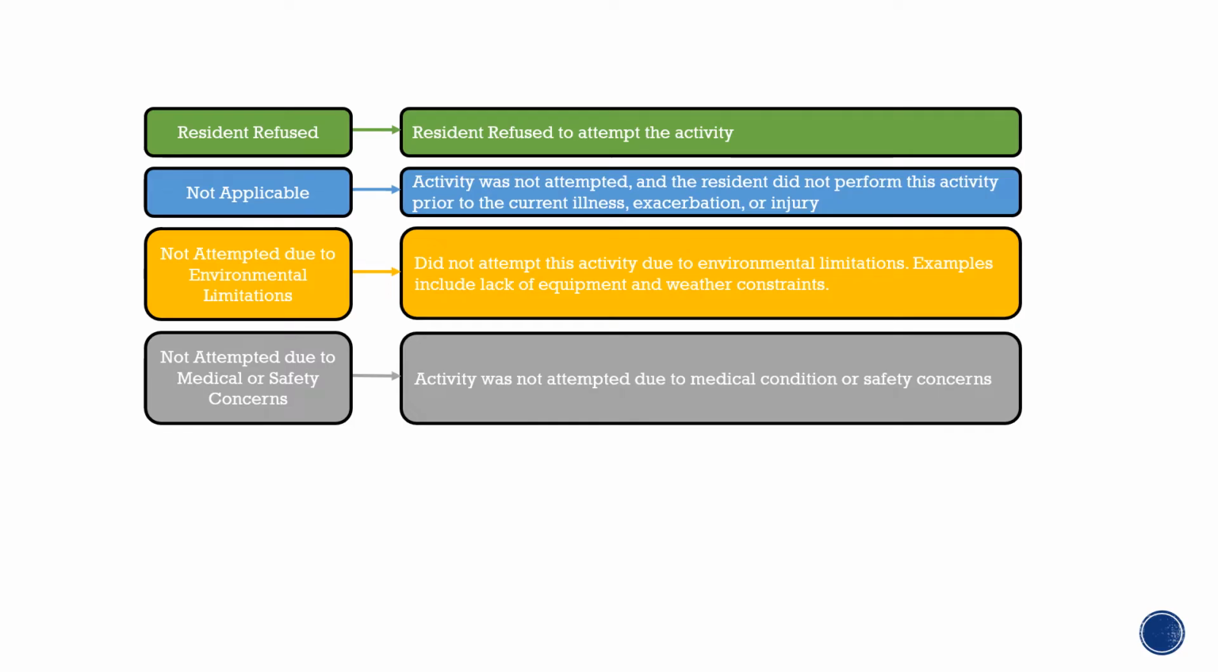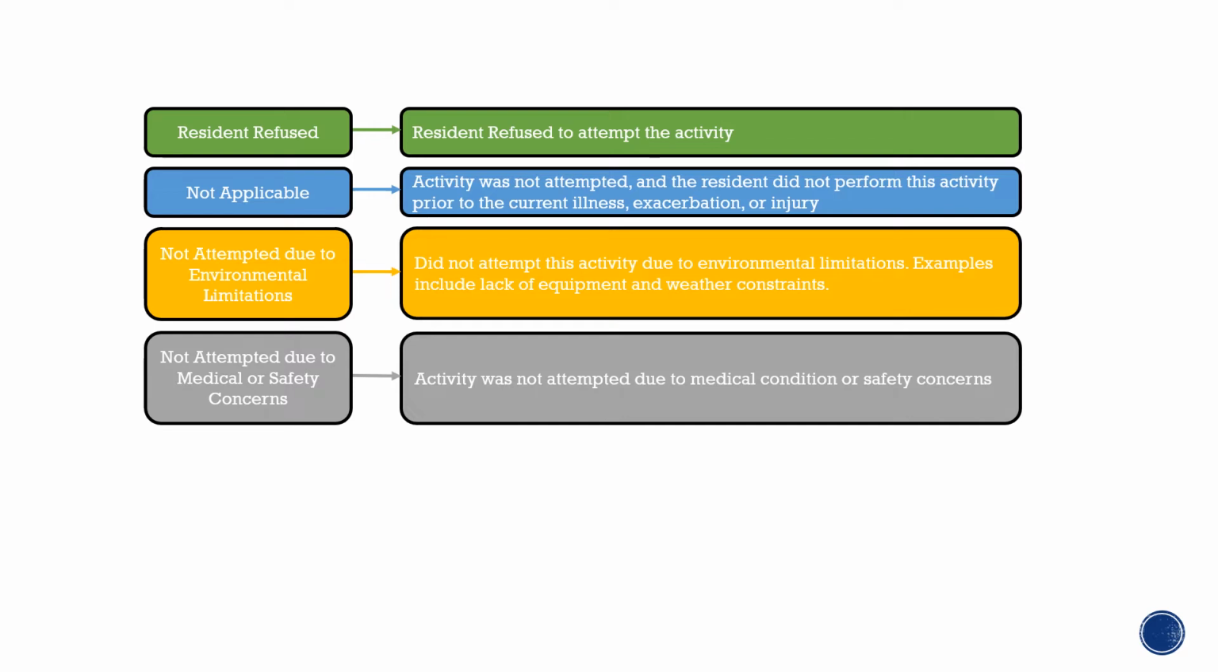Not attempted due to environmental limitations. This code says the activity didn't happen because something around us stopped it. It's like not having the right space, the equipment, or maybe even weather conditions. Imagine if somebody couldn't practice stepping up on a curb outside because it was raining.